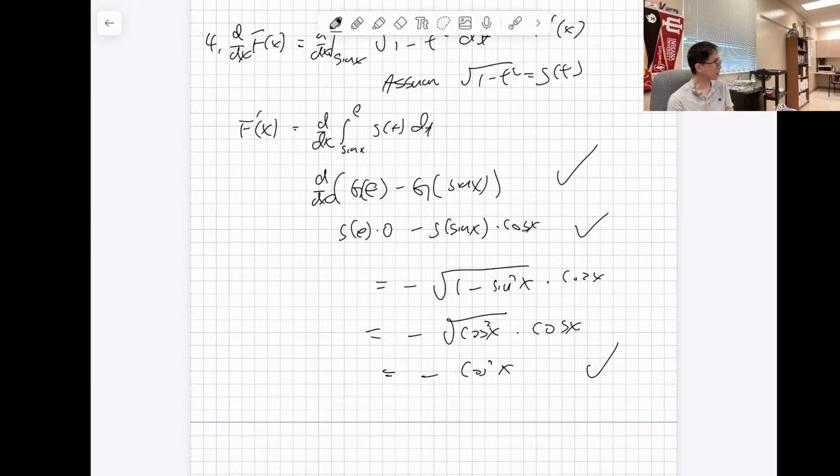Give him half a check mark, because 1 minus sine square is cosine square. It is correct. They didn't simplify from here to here, right? I would say half for the third.